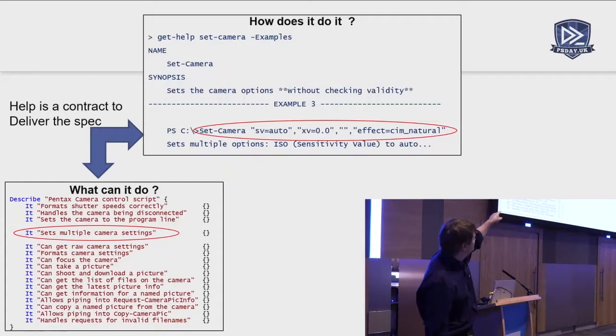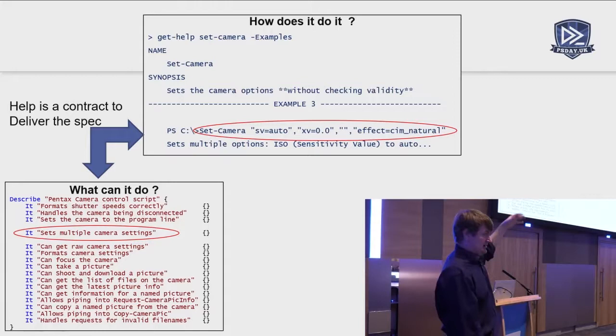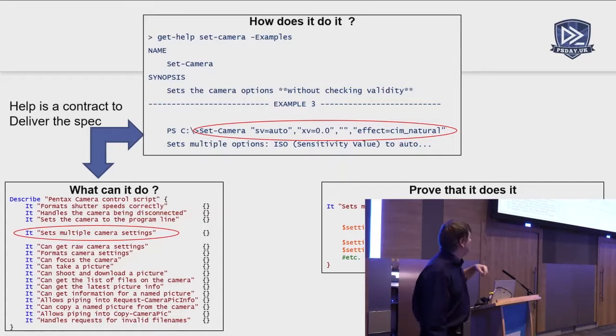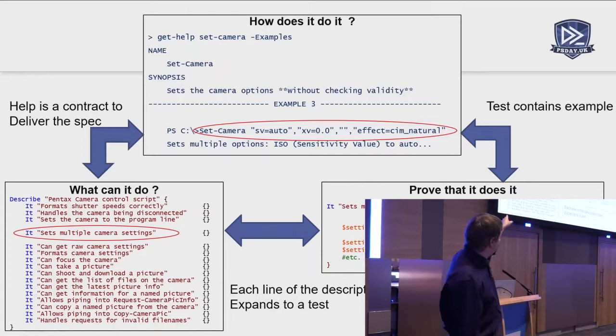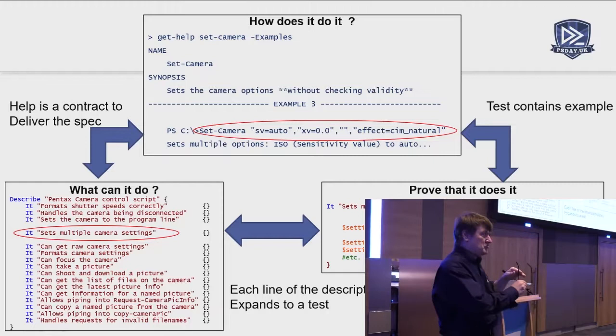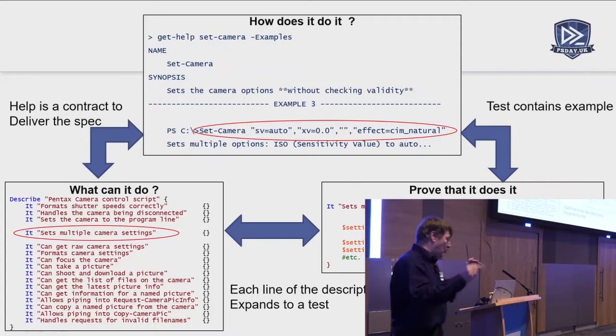And the help is basically telling the user, look, I'm committing to do these things. It's my, like I keep calling it, a contract. I'm going to do these things that are part of the spec, and let's prove that it does it. So when I expand that piece of Pester, you can see there's the actual process. I'm running the command that's up there, and I'm checking that it works. So I basically made my help and my spec and my test all the same thing.